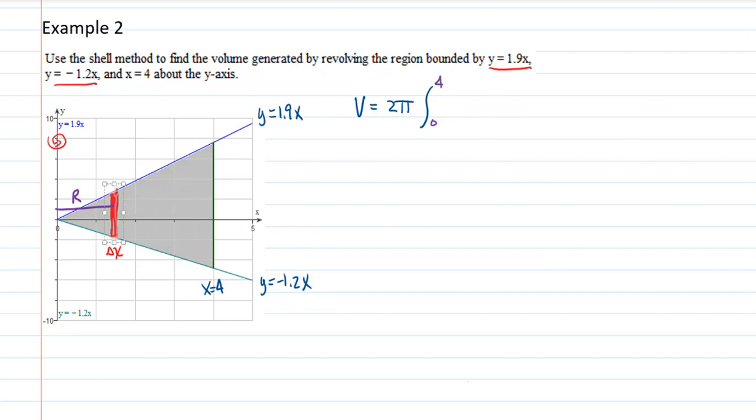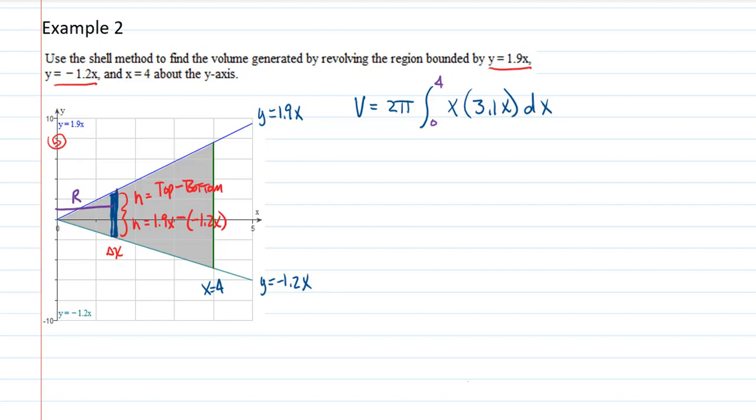So that means that my radius is just going to be x. And then the height of this rectangle will be the top function minus the bottom function. The top function is 1.9x, and the bottom function is negative 1.2x. And 1.9 minus negative 1.2 is 1.9 plus 1.2, and that's going to be 3.1x dx. So there's 2 pi times the radius times the height.